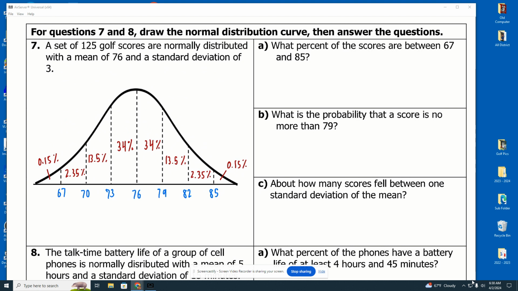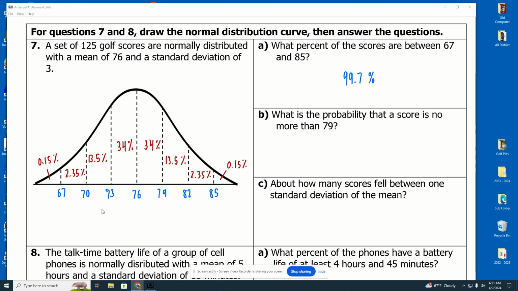So first of all, what percent of scores are between 67 and 85? Again, I've already labeled these. Hopefully you did that. So 67 is here, and we go all the way over here to 85. So basically, that's 3 standard deviations. You've got two options. You could either add up all the ones that we have, or you could have remembered that 3 standard deviations from the mean is 99.7%. So that's our answer for A. Okay, let me erase the highlighting and let's look at the next one.